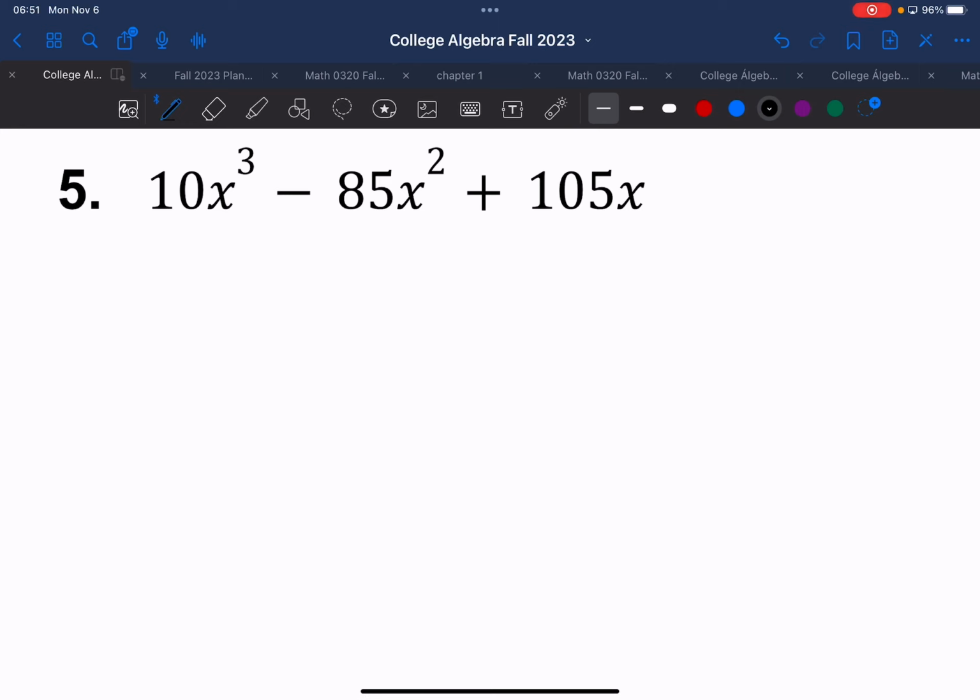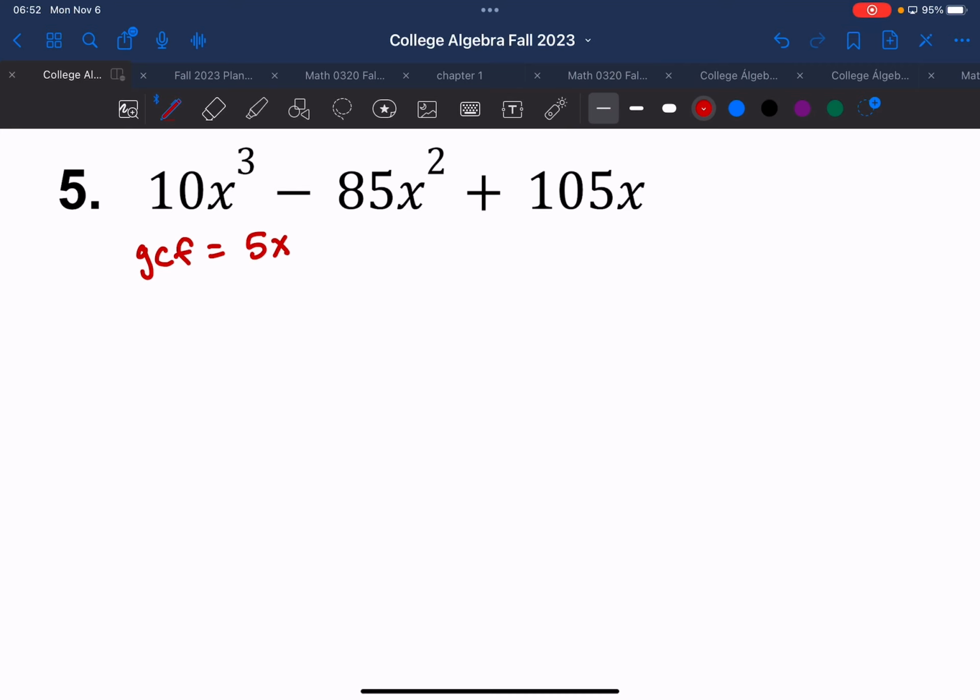Okay, so now we have an extra x in there. So we have x cubed, x squared, x. Is this in standard form? Are the x's decreasing? Yes, so it's in standard form. The x's are decreasing. Can we take a GCF out of this problem? Yes, what would be the GCF? 5x. Correct, 5x.